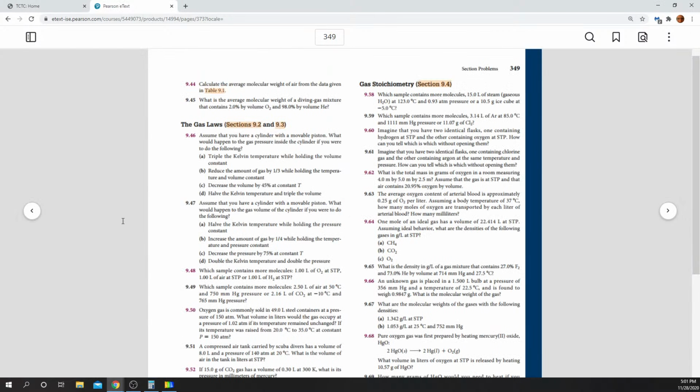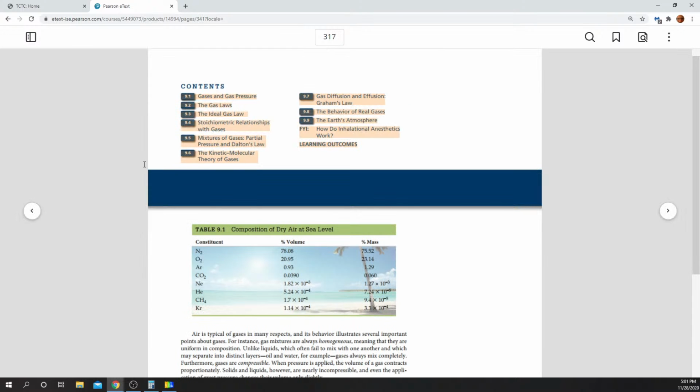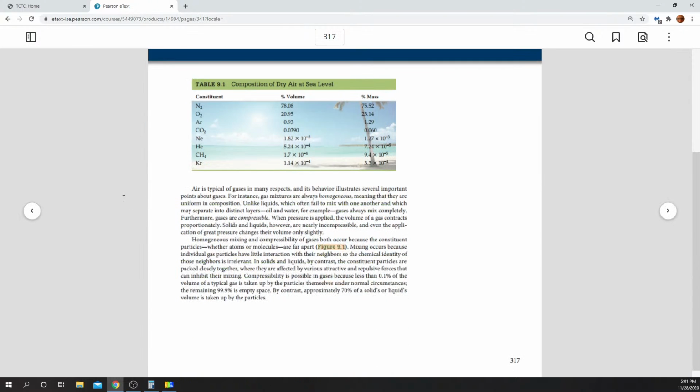Okay, so 44. Calculate the average molecular weight of air from the data given in table 9.1. Going to page... Oh, wow. The average molecular weight of air. Okay, so what we're going to do is take the molecular weight of each of our substances, multiply it by the percent by mass. Easy peasy. This is going to take a full sheet of paper, though.